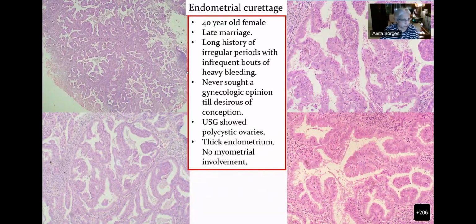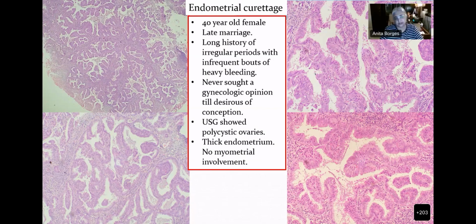Now here, who's going to read this history? Let's see. Anybody wants to volunteer? Bhavna, good. 40-year-old female, late marriage, a long history of irregular periods with infrequent bouts of heavy bleeding, never sought a gynecological opinion till desirous of conception. USG showed polycystic ovaries, thick endometrium, no myometrial involvement. Good. Now come on, Bhavna. Now this is not difficult, right?